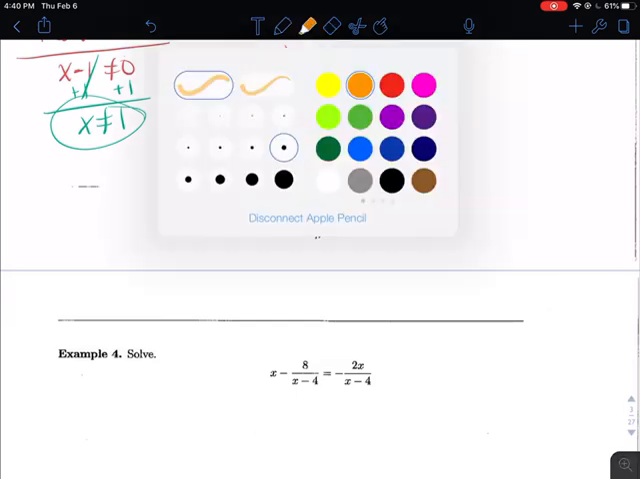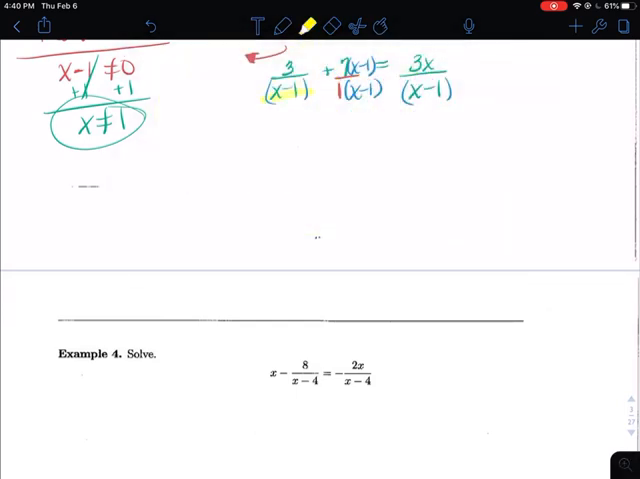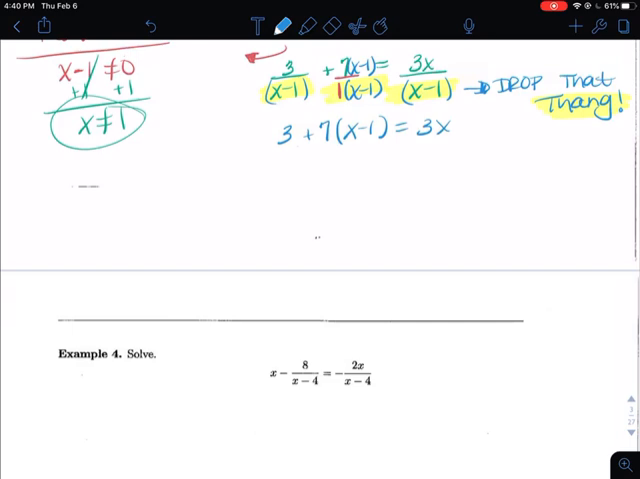So now, if you look, all your denominators are the same. They all have an x minus 1. And so now I can drop that. So drop that thing. And that thing that I'm dropping, I'm highlighting in yellow, is the yellow stuff. So I'm going to rewrite the fraction without the yellow stuff. 3 plus 7, parentheses, x minus 1 equals 3x.